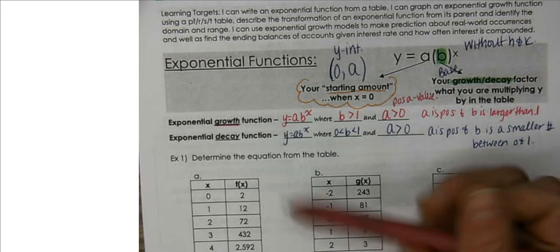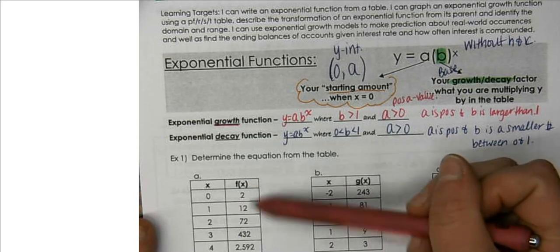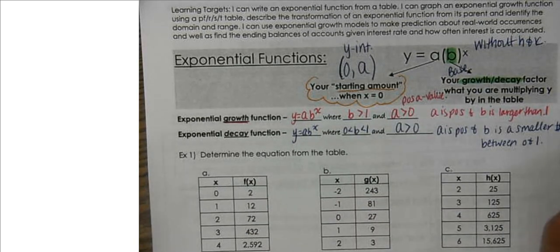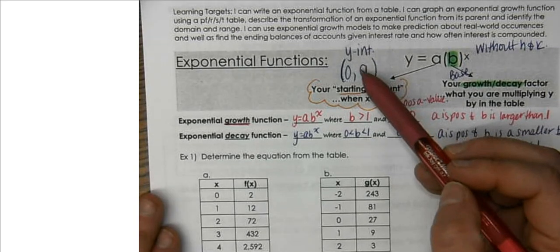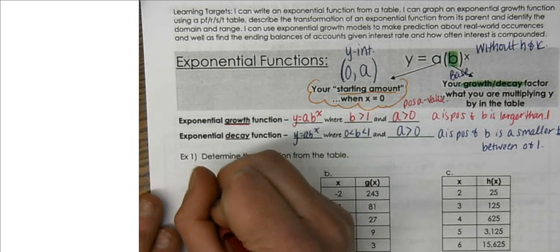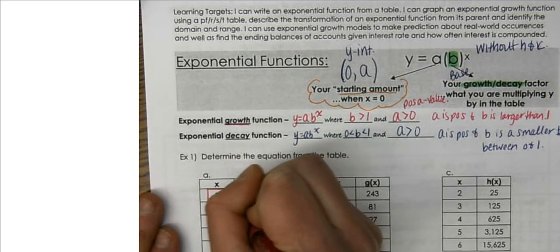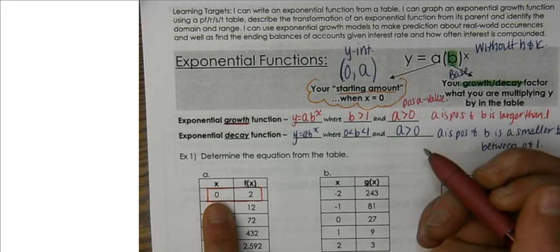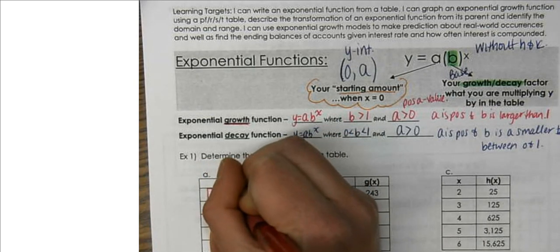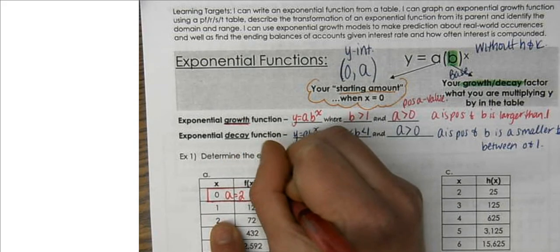So what we want to do is look at our x values and our y values. Whenever we are identifying an a value, remember that an a value happens whenever our x value is 0. In letter A, we can see that when x is 0, our function is 2. This means that our a value is 2. So a is equal to the number 2.